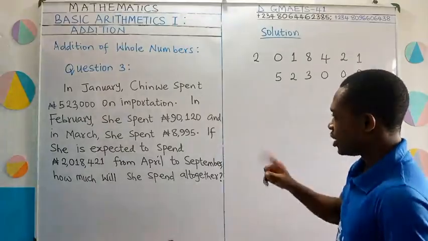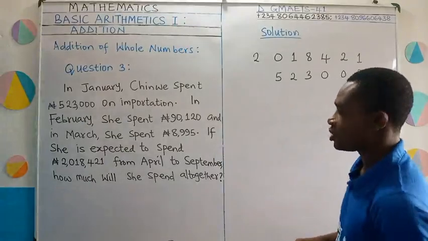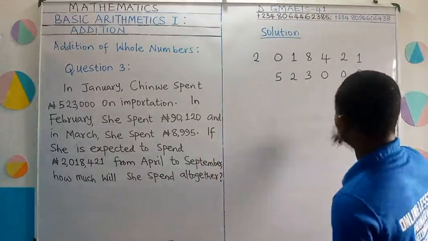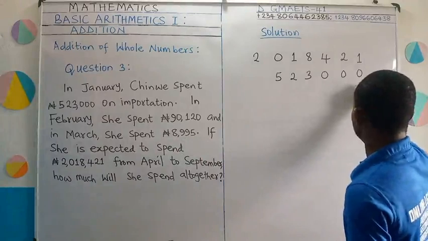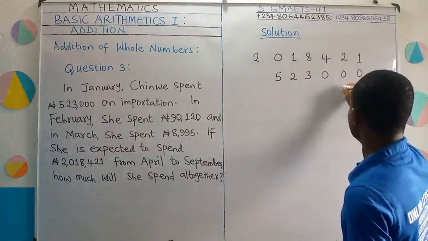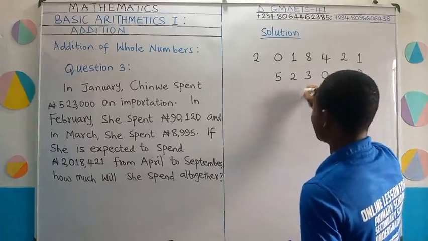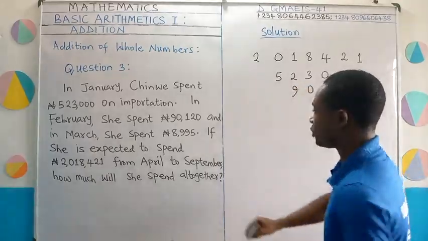And then the next one that is bigger is 90,120. Of course, it's bigger than this one. So I would enter that value here. 0 will come under units, 2 will come under tens. 1 under 100, 0 under 1,000, and 9 under tens of thousand.